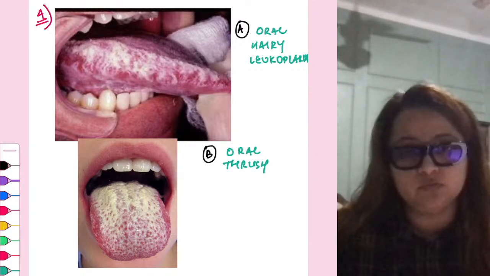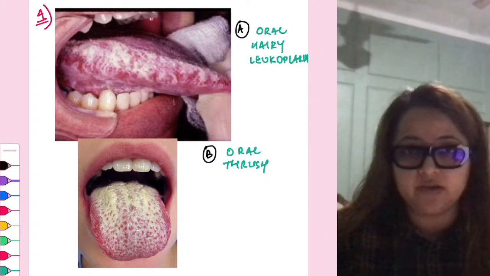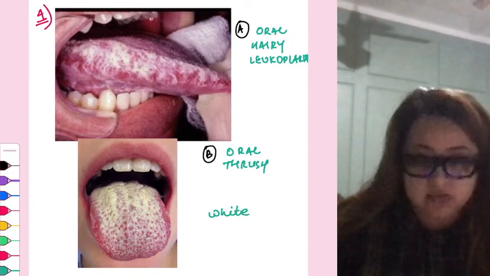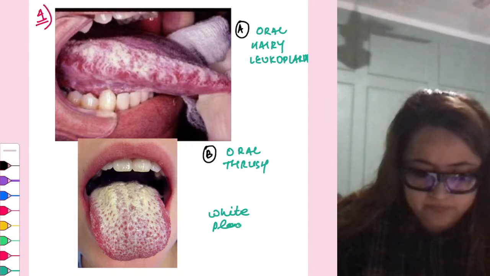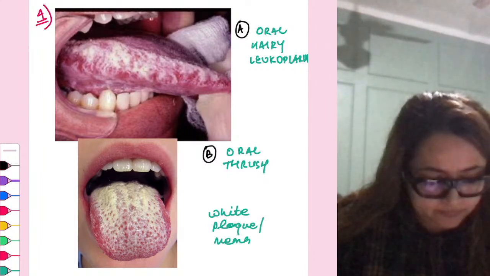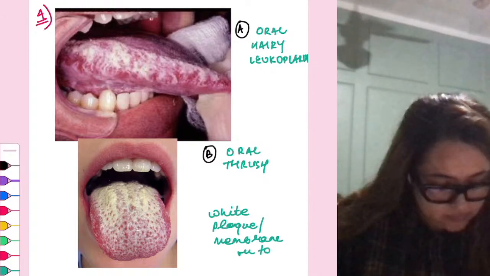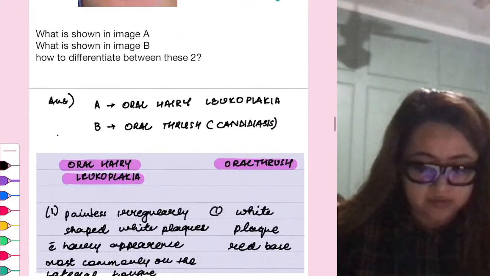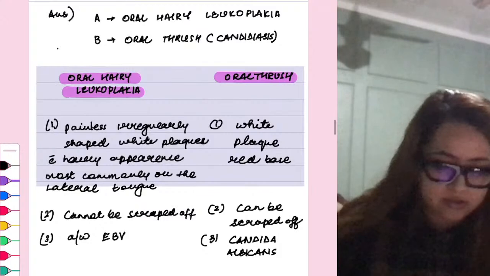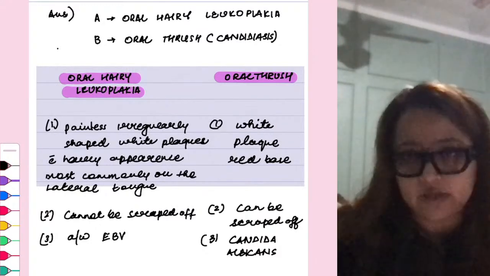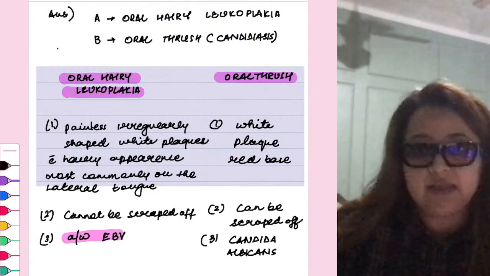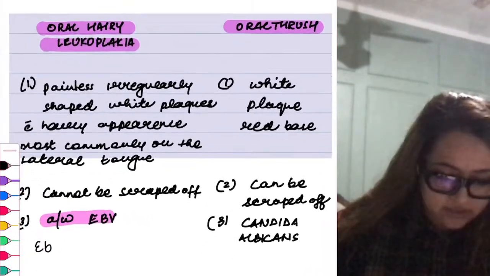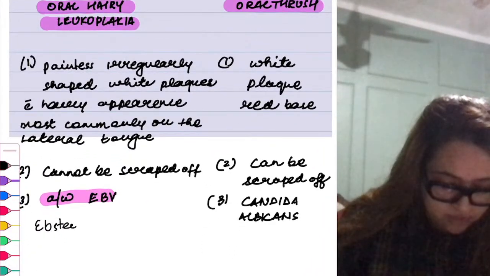How to differentiate between these two? Both of them appear as a white plaque or white membrane on the tongue. That is why they are differential diagnoses of each other. So let us differentiate between these two. This is a very high yield table, so remember this. When you talk about oral hairy leukoplakia, number one, you should know that this is associated with EBV. EBV stands for Epstein-Barr virus.